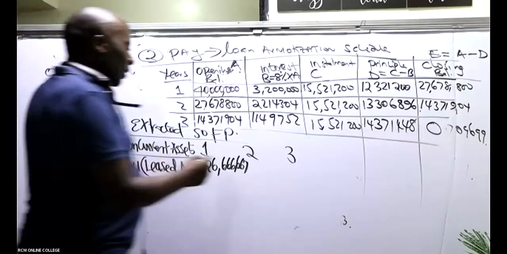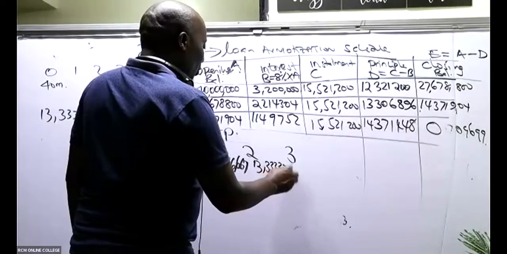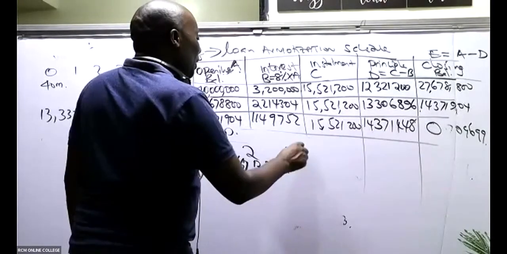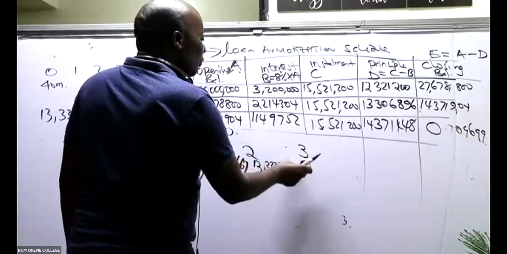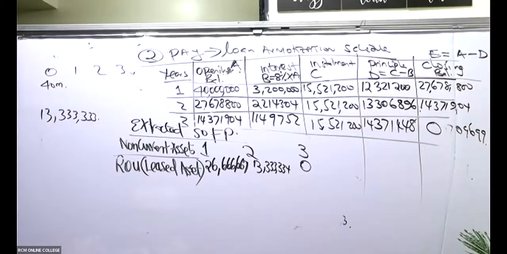13,333,334. This one, even if you're left with 1 shilling, you can't write 1 shilling. We expect the asset to be fully depreciated at the end of the lease life.